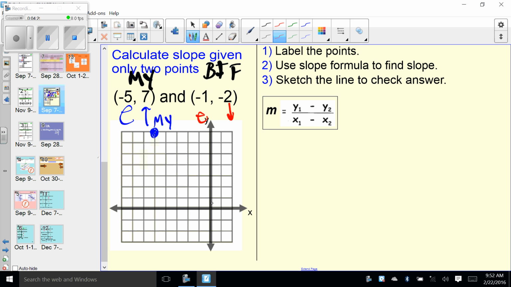We check into the front door called the origin. We go left 1. Get on the elevator, go down 2. This is my best friend's hotel room. So that creates that line there.